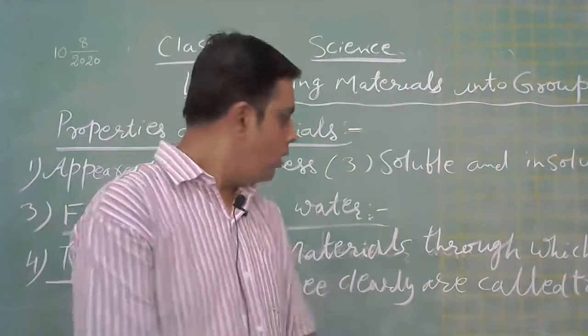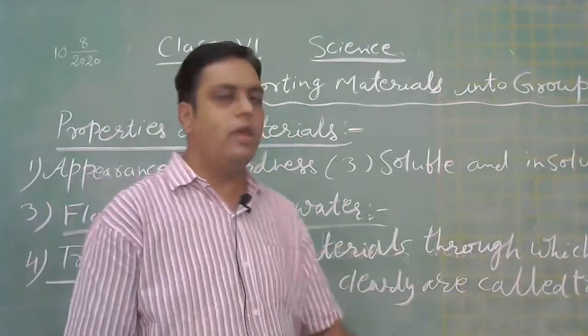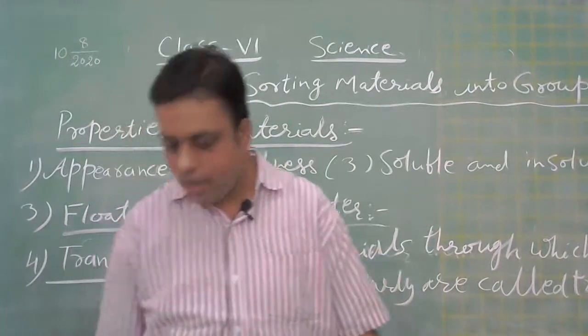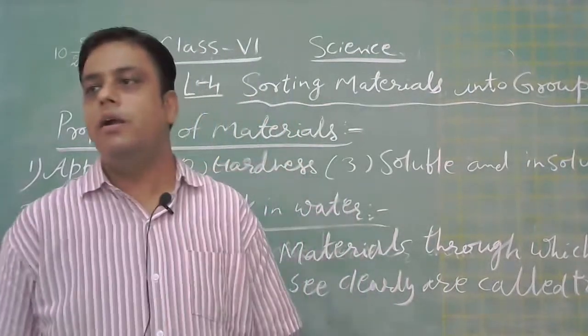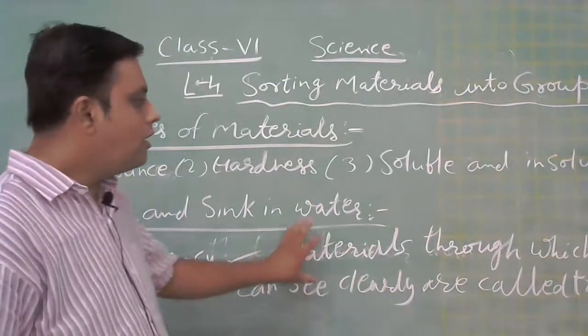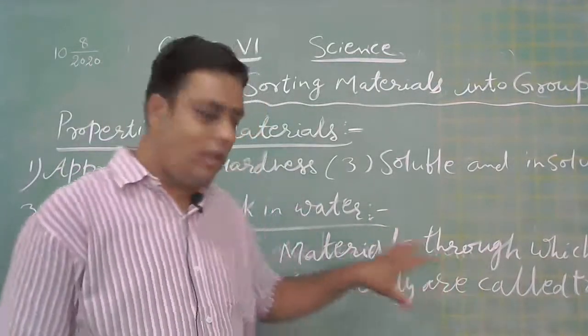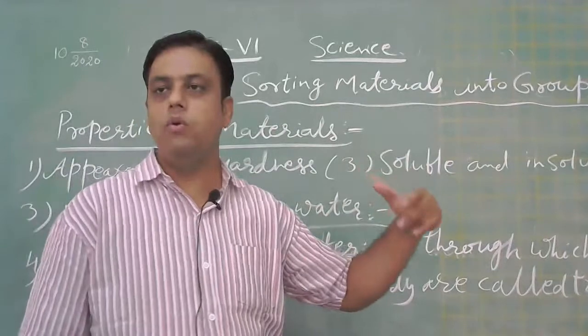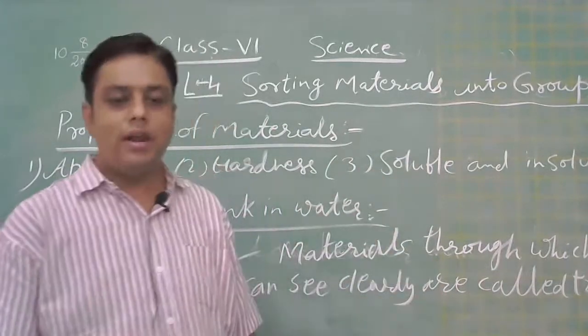Through all this we can see clearly the other side of the thing. So all these are transparent things. Now one word is also there: transparent. What are the transparent things? Materials through which you can see clearly, that are called transparent.